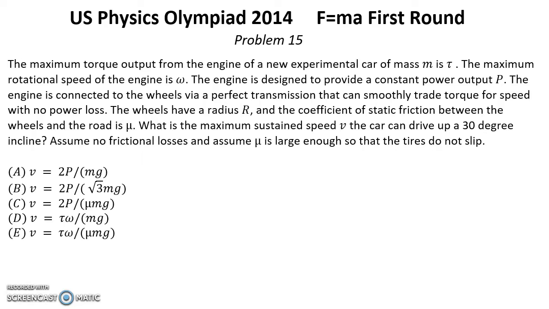power loss. The wheels have a radius r, and the coefficient of static friction between the wheels and the road is mu. What is the maximum sustained speed v the car can drive up a 30 degree incline? Assume no frictional losses and assume mu is large enough so that the tires do not slip.